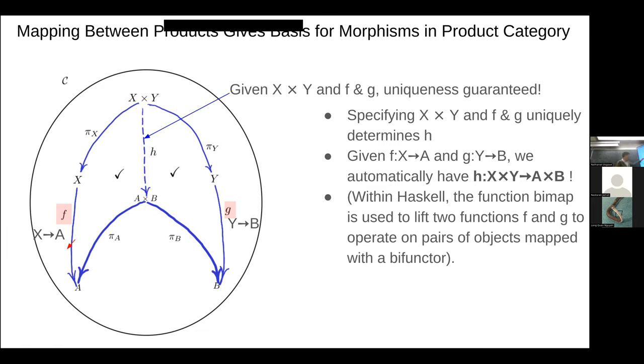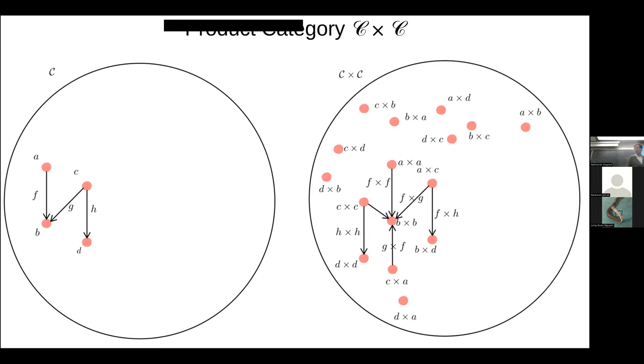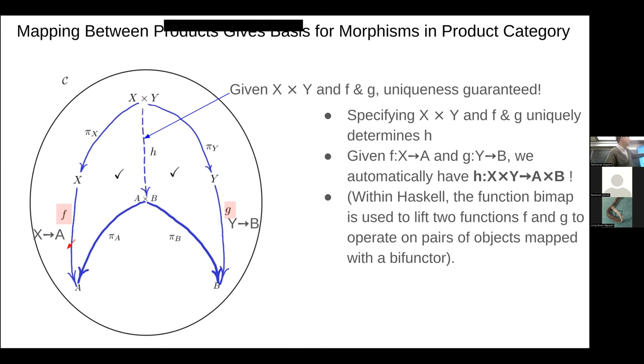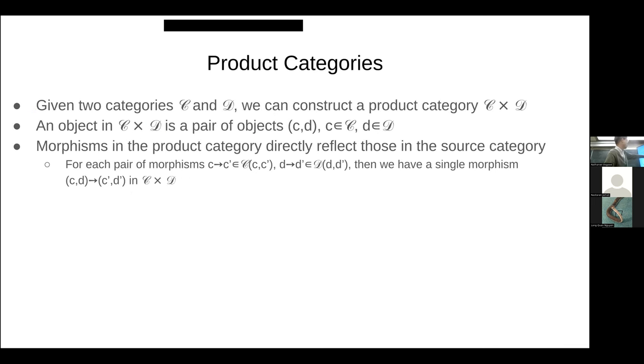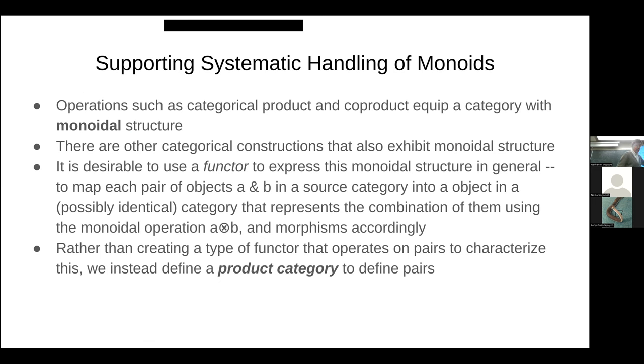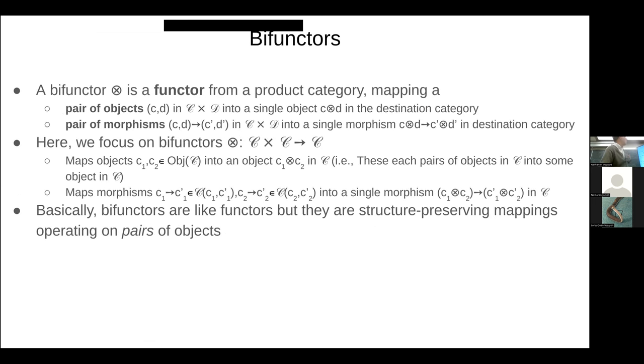If we have a mapping from X to A, and a mapping from Y to B, then we automatically have a mapping from X cross Y to A cross B. And it works here too, okay? So it's the same idea we have even within a category. And I noted there's something called bimap. Based on this last time, we have this ability to create these pairs that we're going to want to map over with this monoidal.